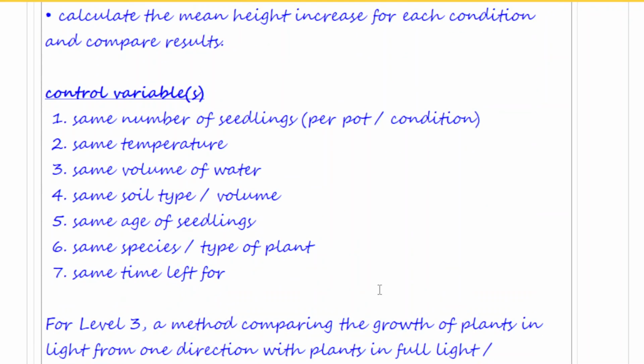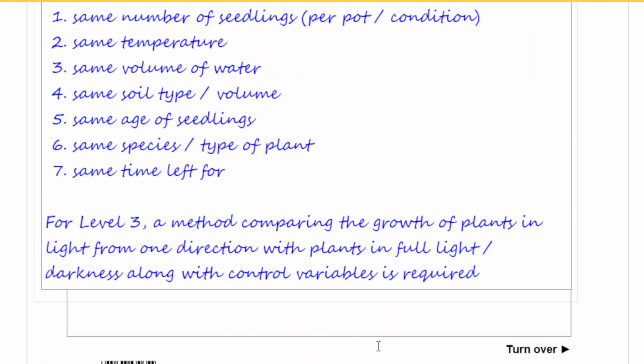The control variables are the same number of seedlings per pot or per condition, same temperature, same volume of water, same soil type or volume, same age of seedlings, same species or type of plant, and same time left from the start till the end. That should give you the 6 marks. For level 3, a method, you need to have a method comparing the growth of plants in light from one direction with plants in full light and with total darkness, along with control variables.